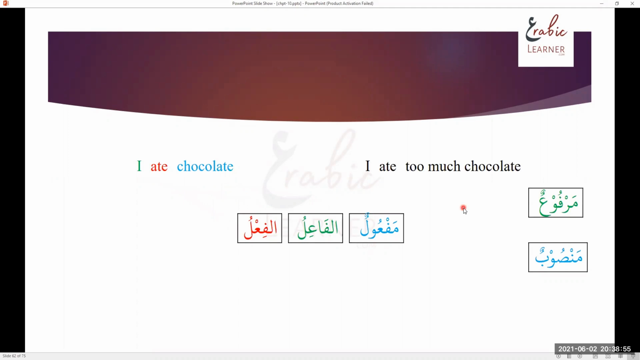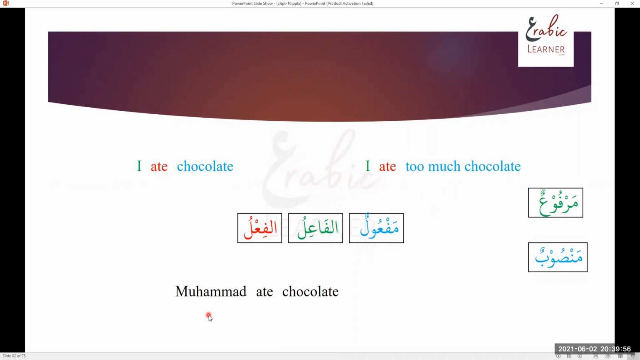I ate too much chocolate. Now you tell me. Fi'l, you know, is ate. That is true. Fa'il is I. Now, what is too much chocolate? That is also maf'ul. That means maf'ul will also include other things. In English language, we distinguish between nouns and adjectives and adverbs and other things, you know. But here, all those things come under the heading of ism. So this itself becomes a maf'ul.